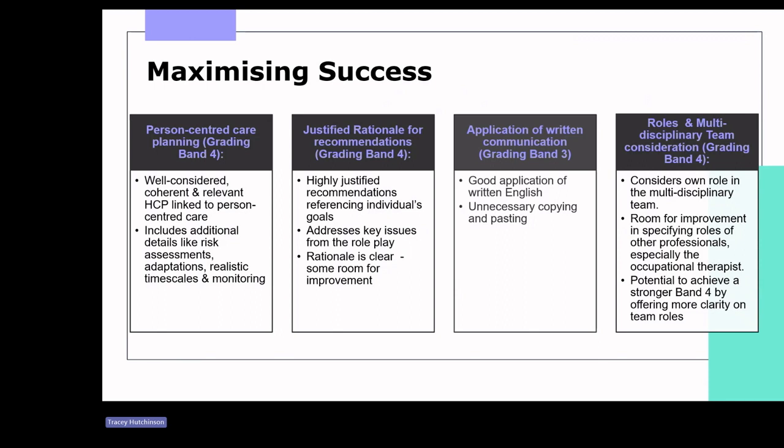And finally, for detailed roles and multidisciplinary team considerations, the student evidenced grading band 4 criteria again. They considered their own role within the multidisciplinary team. However, again, there is room for improvement in providing more precise details about other professionals involved, particularly the role of the occupational therapist. To achieve a stronger band 4, the student could offer more clarity regarding the roles within the team, specifically distinguishing between occupational health and occupational therapy.